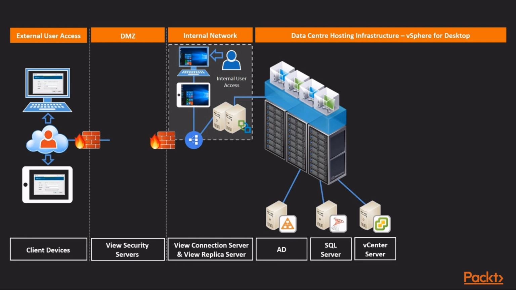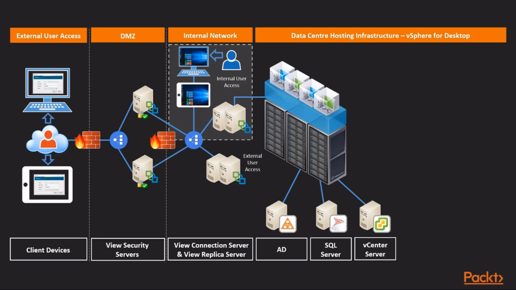The user is then connected via an external facing load balancer to the View security servers in the DMZ. The connection is then passed into the internal network and then onto another set of connection servers, which are paired with security servers. The final step is that the user is connected to their virtual desktop, which is then delivered to the client running on the endpoint device.